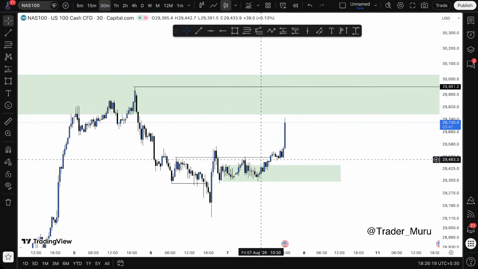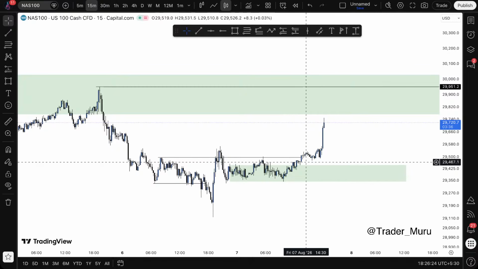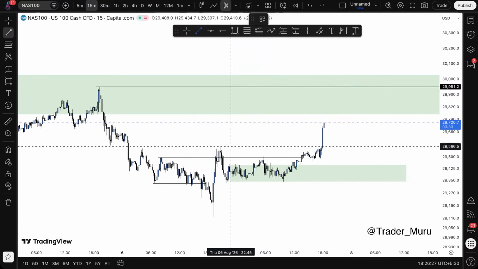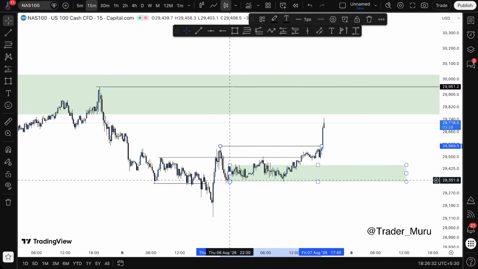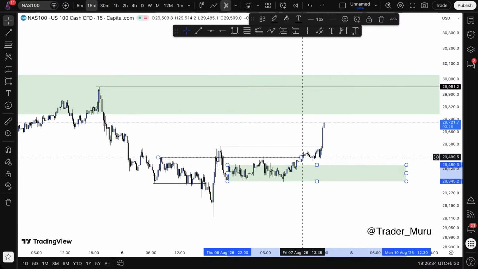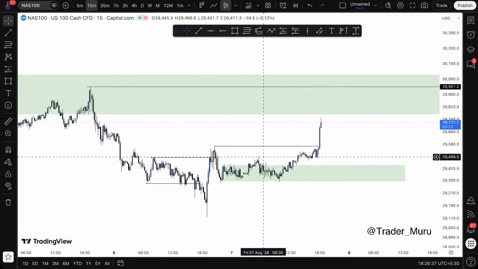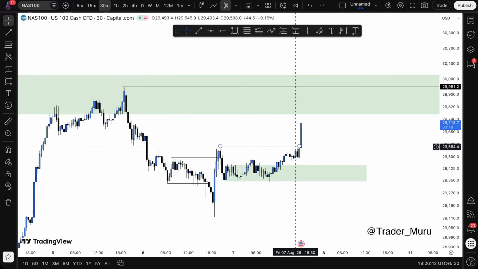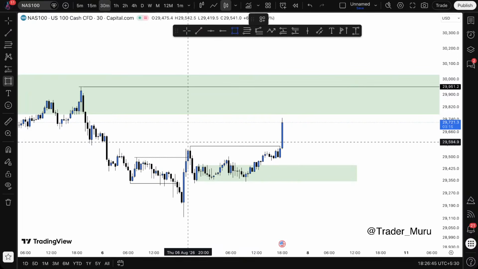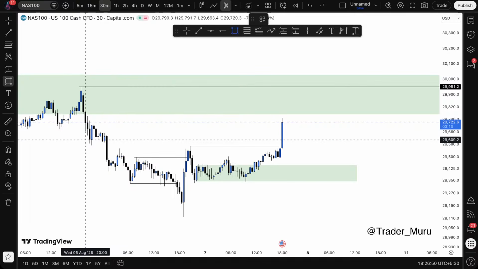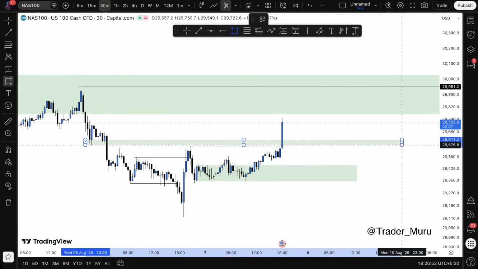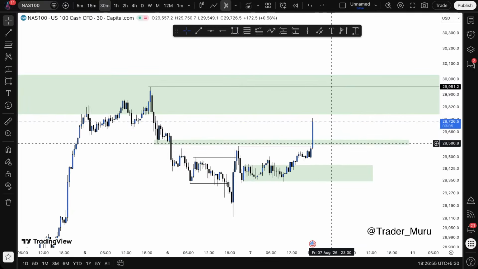We have a change of character on the 30-minute, 15-minute time frame. A new breakout structure is here. So until this low gets broken, it is still bullish. Even if it breaks, the nearest buy zone is this area, which is also a flip. Test here and again pump.